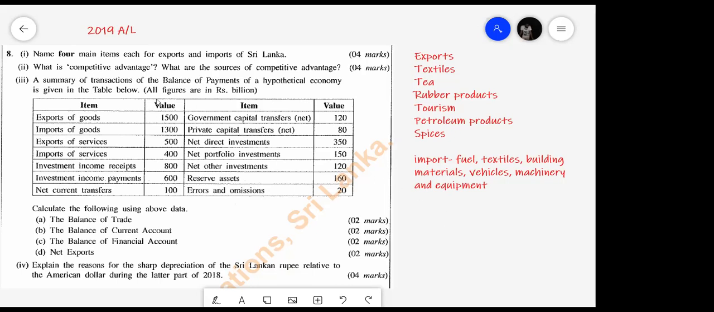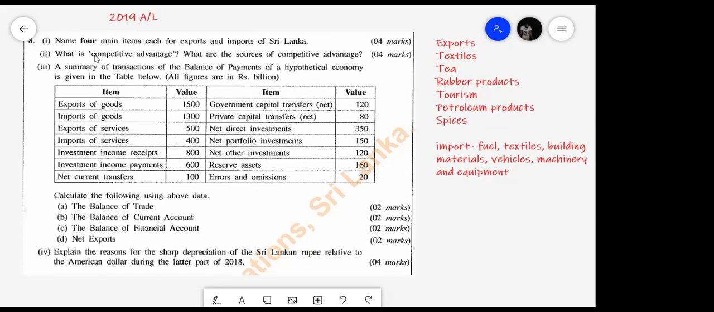Then they're asking you for the second one, guys. This is again a place where a lot of students got confused on competitive advantage. Competitive advantage and comparative advantage are not the same. A lot of people went and wrote about comparative advantage. Yes, competitive advantage is different. It's not comparative advantage. This is totally different. I'll just share my note directly, then I'll explain the story.